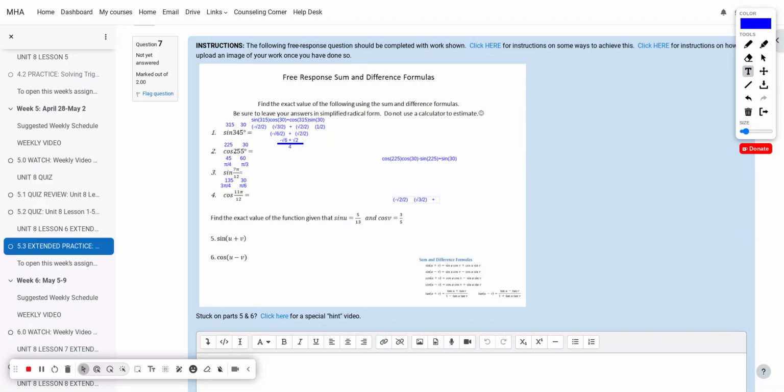Okay, subtract sine, which is the y value. Sine of 225 is also negative square root of 2 over 2, and then sine of 30 is like before, 1/2. It does not change. Just because it's a different equation does not mean that the unit circle will change.